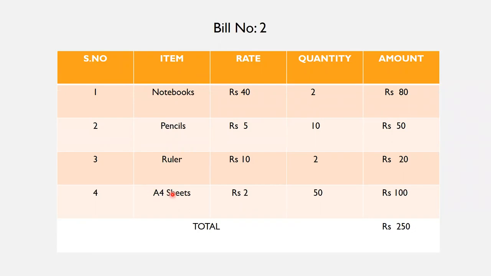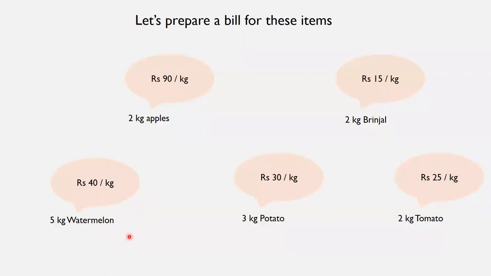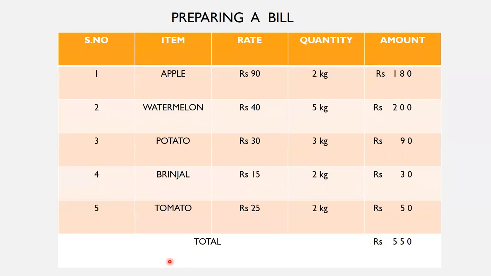purchasing all these items. Now, this is the picture that you see for the vegetables and fruits that we have bought from a shop. Here we have prepared a bill using the same columns as seen before. This arrangement gives a clean picture of the items, their respective prices, and total cost.